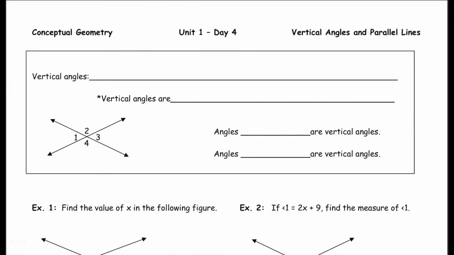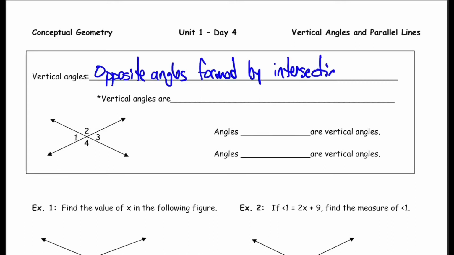So first let's talk about vertical angles. What are they? Vertical angles are opposite angles formed by intersecting lines. So that's what they are. Probably the most important thing to remember about vertical angles is that they are always equal.